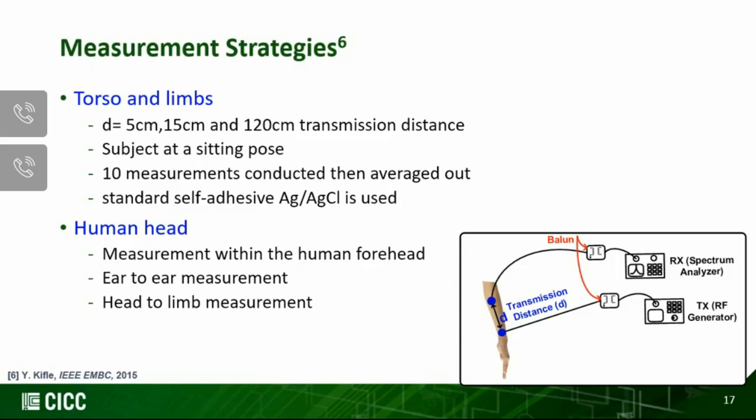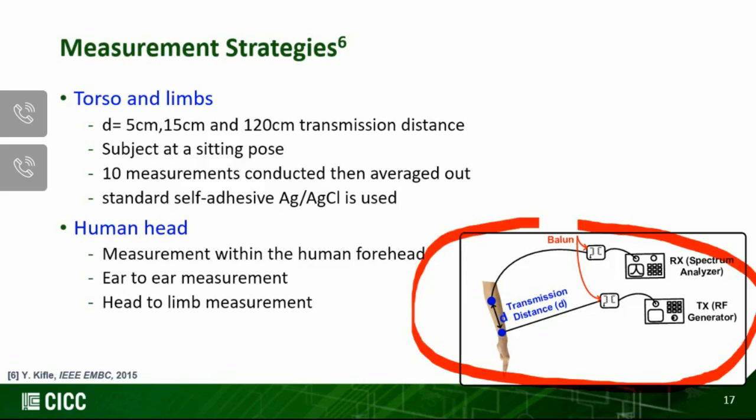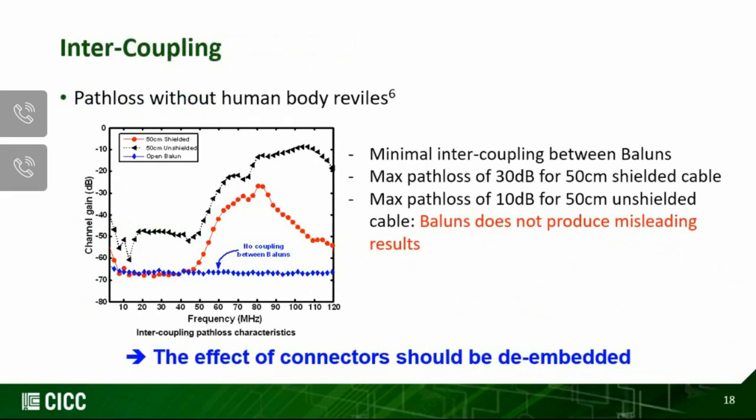We also took into account the human head, with measurements on the human forehead from ear to ear, and head to limb as well. So this diagram shows roughly how we measured it. As I said, we have inserted the balloon at the TX and RX as well. Of course, before we do that, it's very important that we remove the intercoupling of the measurement setup from the cables and electrodes. So we measure without the human body and then subtract that from the measurement, so we can de-embed those intercoupling effects from the measurement.